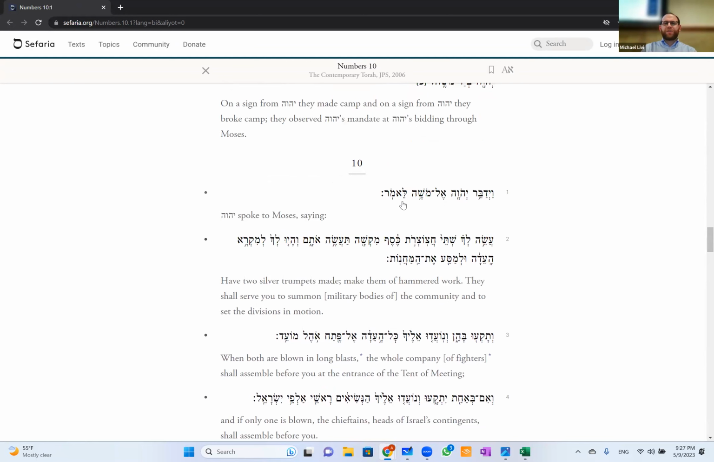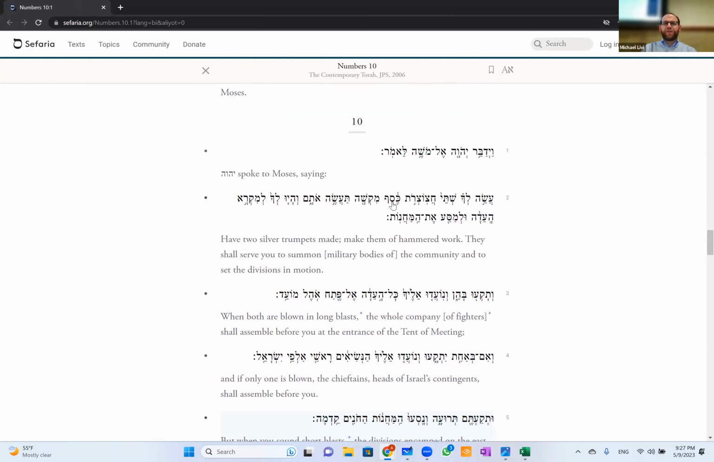Hashem told Moshe saying, make for yourself 2 silver trumpets. Silver, which means it's made out of metal. Silver. It's not coming from an animal's head. See, it's different. Mikshat ta'aseh, you hammer it out. It's metal. And you could use it to call the people, to gather them when you need them, and also to travel.